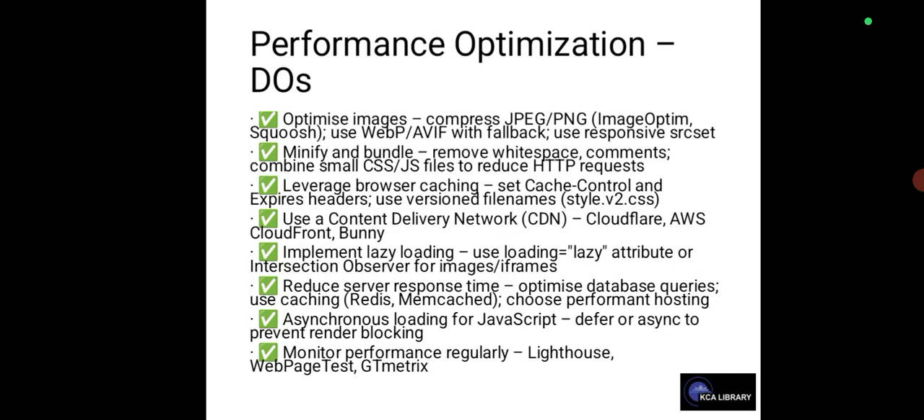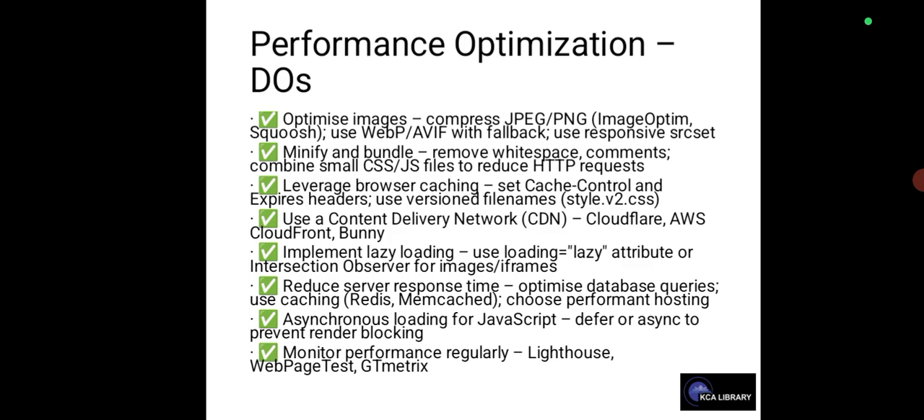Now let's talk about the do's in performance optimization. First, optimize images. You have to compress images. Then minify and bundle resources. Then leverage browser caching. Use a content delivery network, that's CDN.